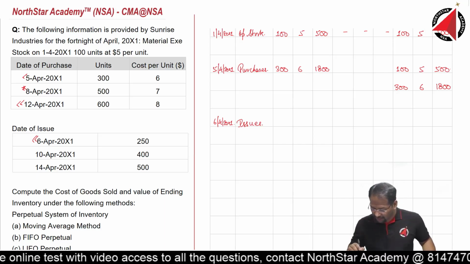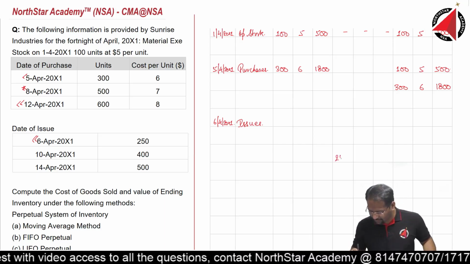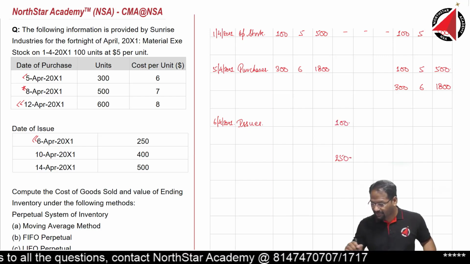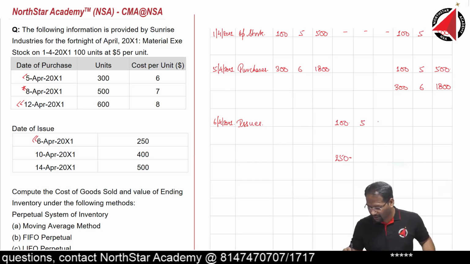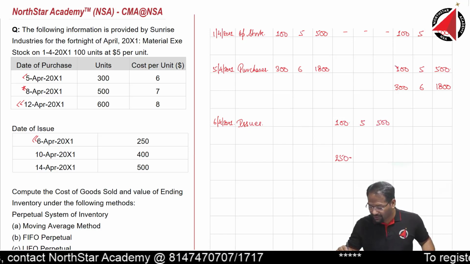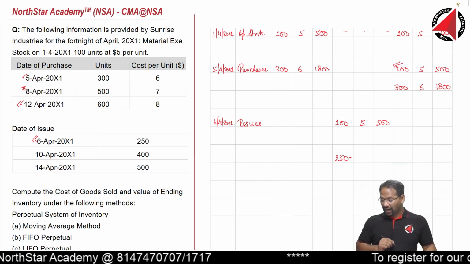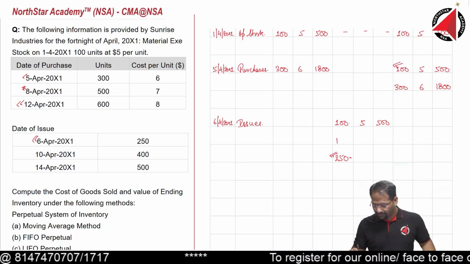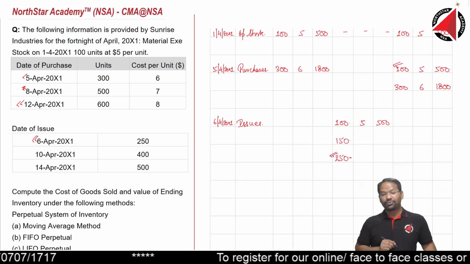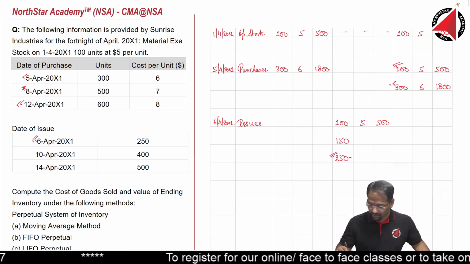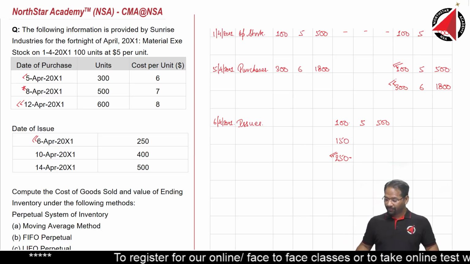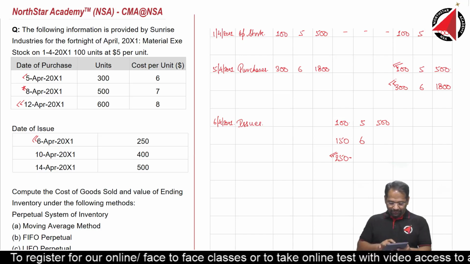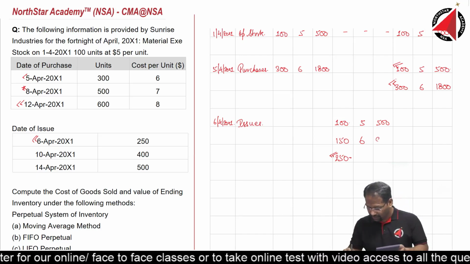So first, out of 250, let's write 250 here, and we have issued 100 at what rate? 5 rupees. How much? 500. So this one we have already issued now. How much more do we need to issue? We need to issue a total of 250. So 150 more we need to issue. From where will we issue? We will issue from this 300 units, at the rate of $6 per unit. So 150 multiplied by $6, 900.